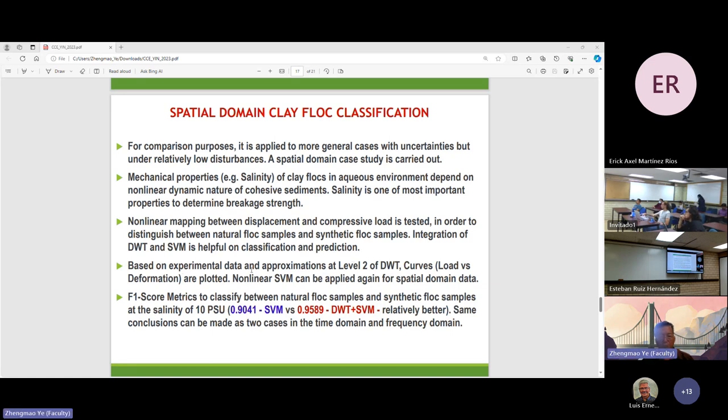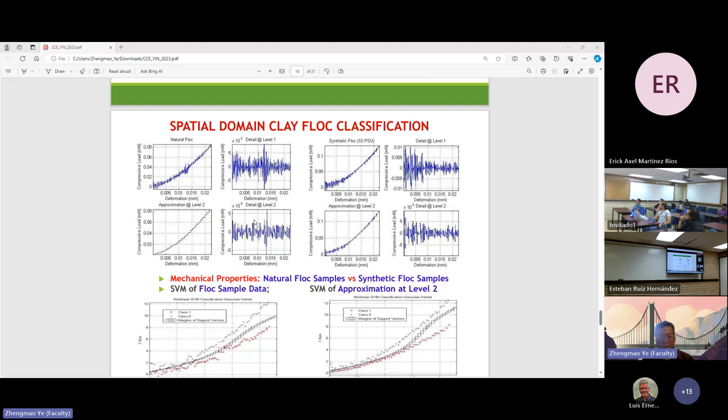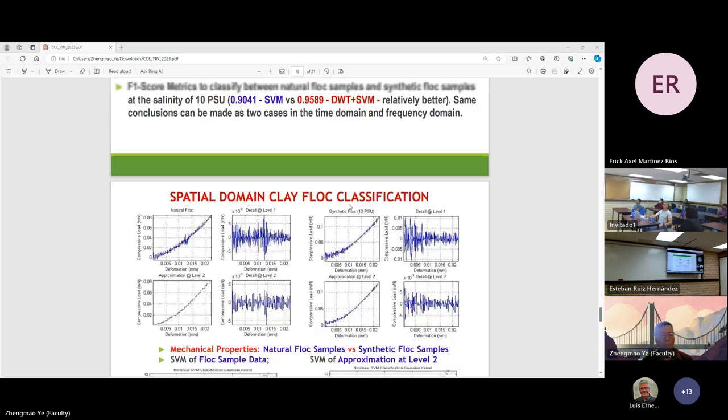Now, based on the experimental data and approximation at level 2 of DWT, the load versus deformation curves are plotted. Nonlinear SVM can be applied again for spatial domain data analysis. The actual data are shown in the next slides. On the left is the experimental data from the natural floc samples. On the right is the data related to the synthetic floc samples.